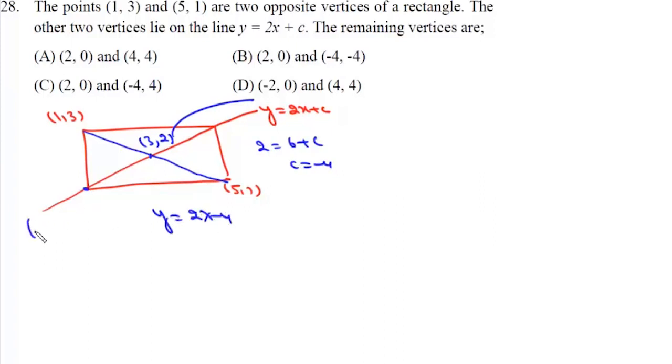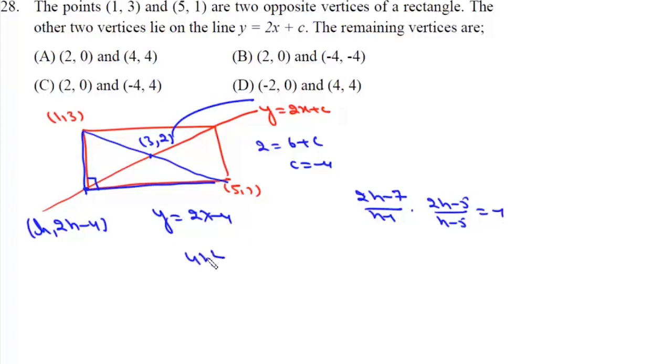Now we'll take this point as (h, 2h − 4). The product of the slopes here is minus 1. So we'll write the slopes. It'll give us (2h − 7)/(h − 1) × (2h − 5)/(h − 5), and it will be equal to minus 1. Now it will be 4h² minus 14h minus 10h, so there will be minus 24h plus 35, and here will be minus h² plus 6h minus 5.